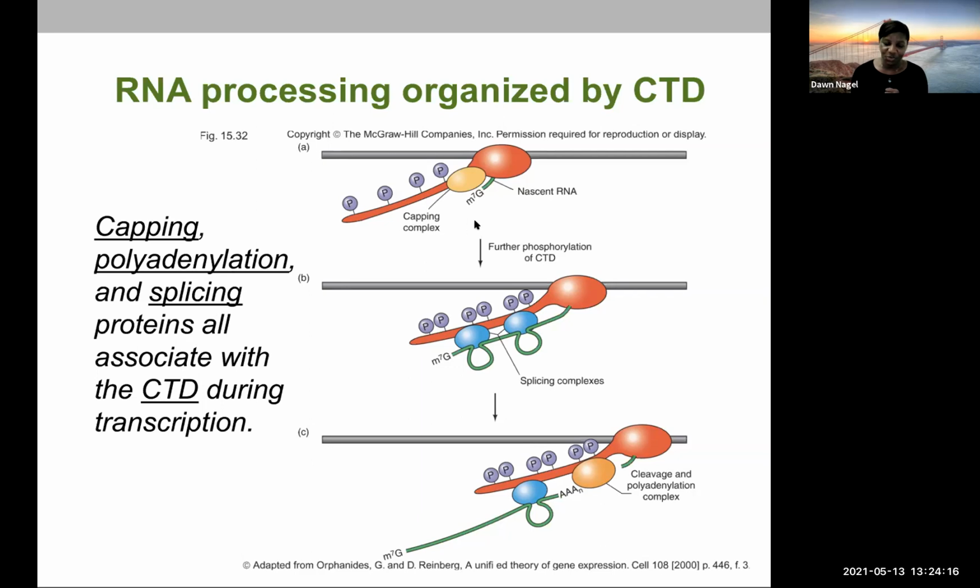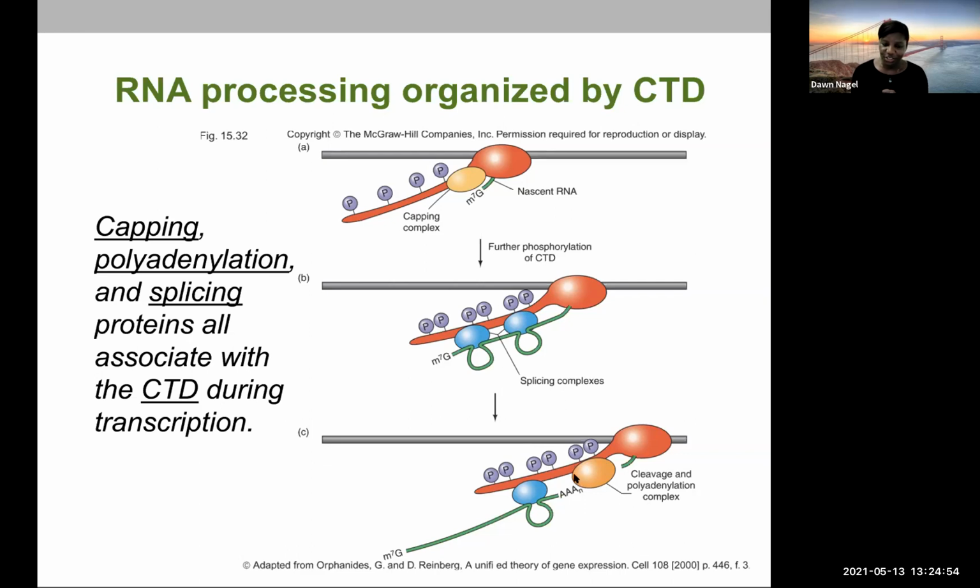So we observe that you can have the capping protein interacting with this C-terminal domain of this polymerase as the RNA, when you have your 20 to 30 nucleotides, to do the cap. And we also have the spliceosomal complex that also interacts with this C-terminal domain. And then you also have the polyadenylation proteins also associated with the C-terminal domain.